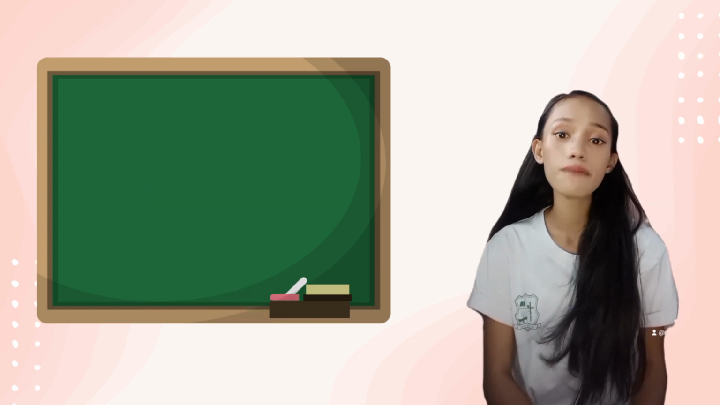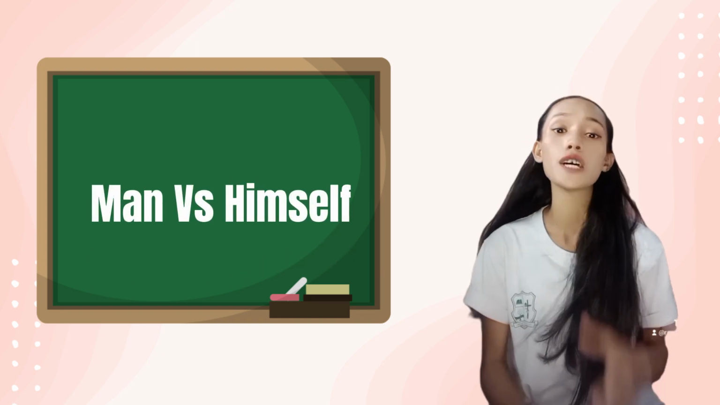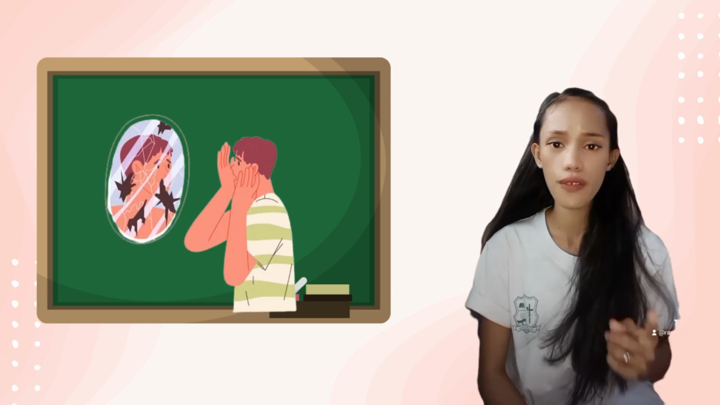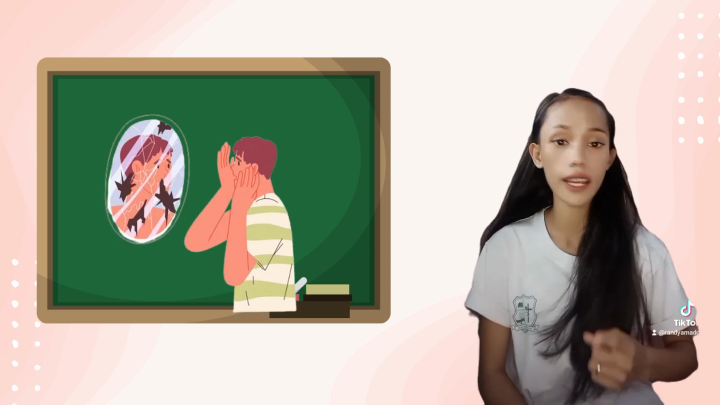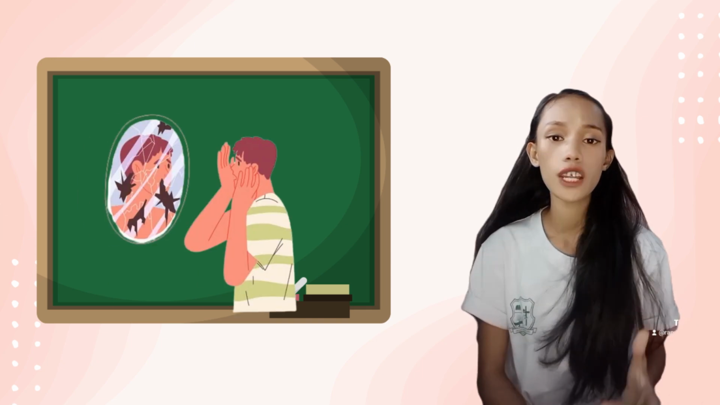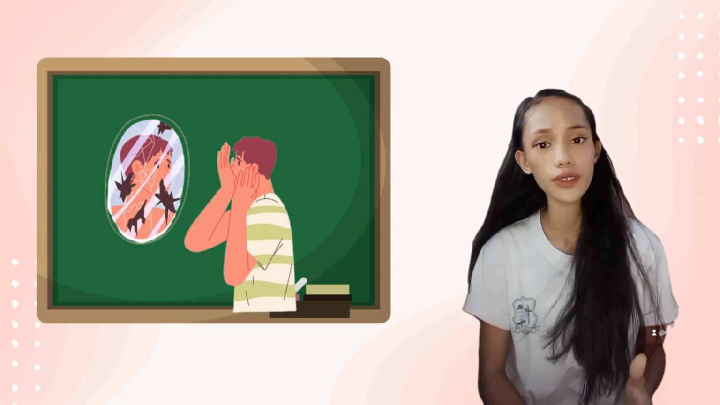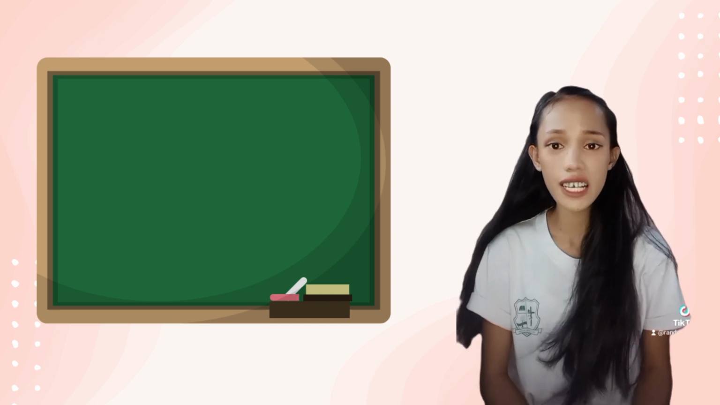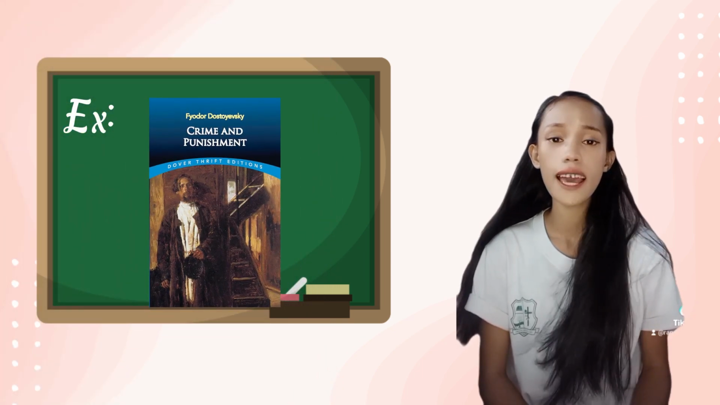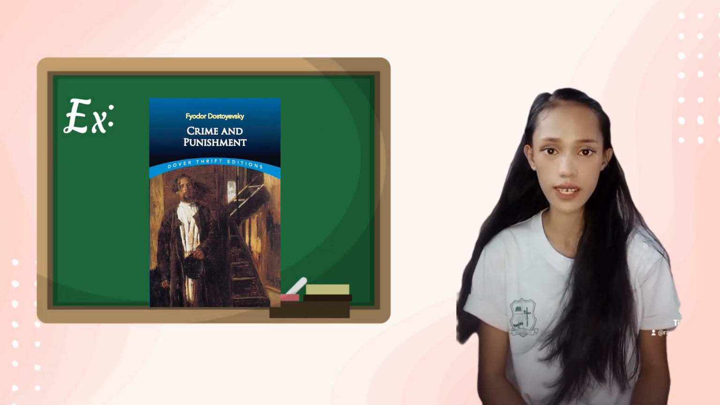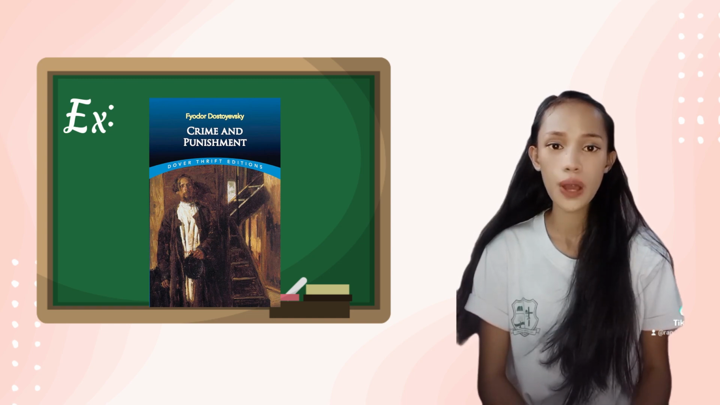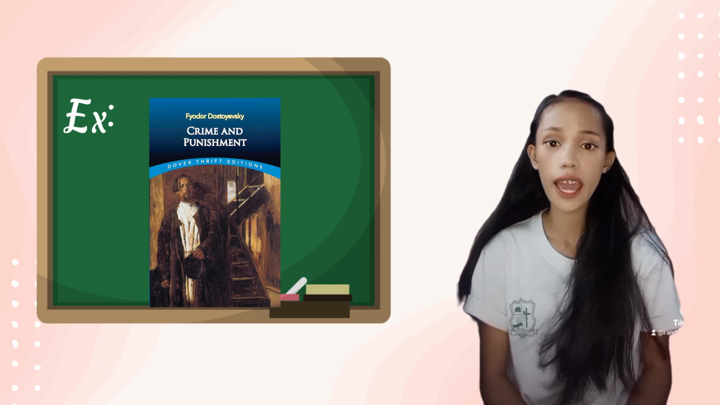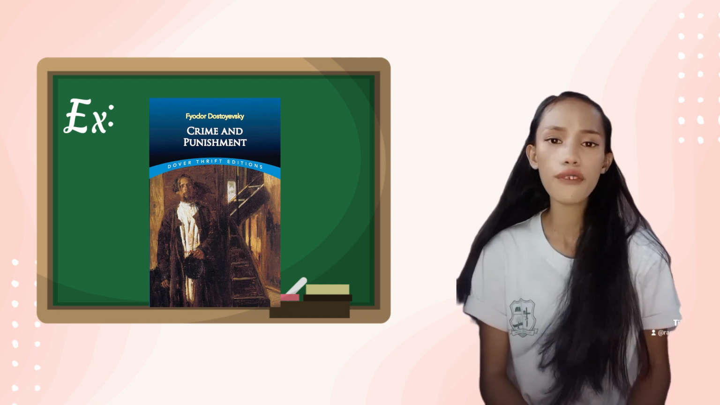Moving on, we have man versus himself conflict. This type of conflict occurs when a character battles with their own thoughts, emotions, or inner struggles. It can involve dilemmas, self-doubt, or internal conflicts. An example of man versus himself conflict is found in Fyodor Dostoevsky's Crime and Punishment, where the protagonist, Raskolnikov, grapples with guilt and his own moral conscience after committing a crime.